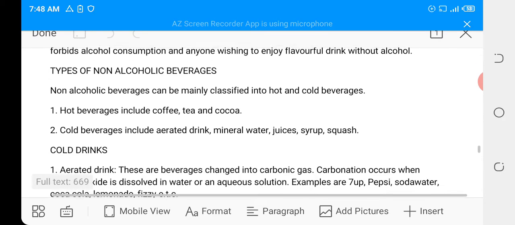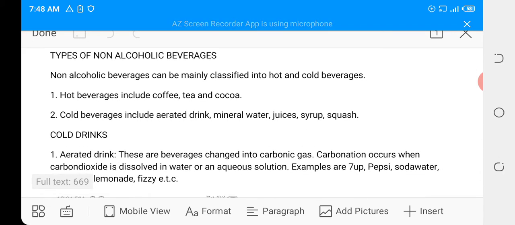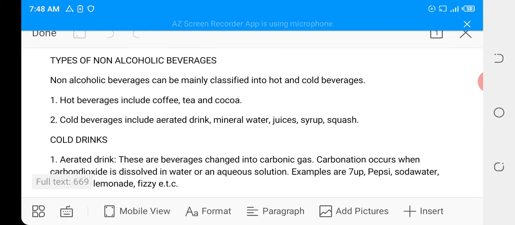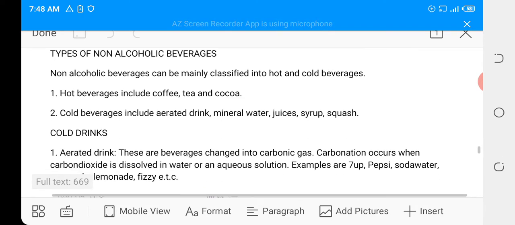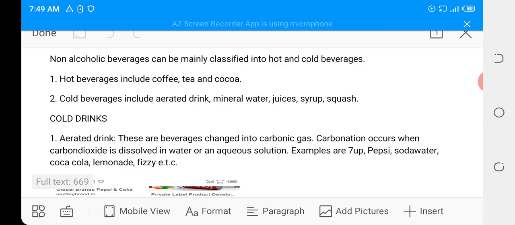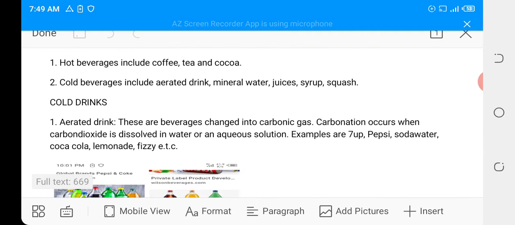Having said that, what are the types of non-alcoholic beverages? Non-alcoholic beverages can be majorly classified into hot and cold beverages. You can either serve them hot or cold. Examples of hot non-alcoholic beverages are coffee, tea, and cocoa. Cold beverages include aerated drinks, mineral water, juices, syrup, squash, and so on and so forth.